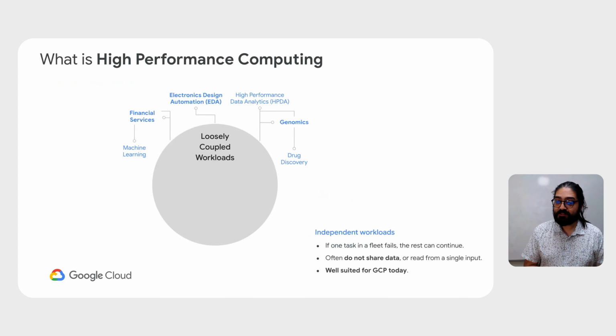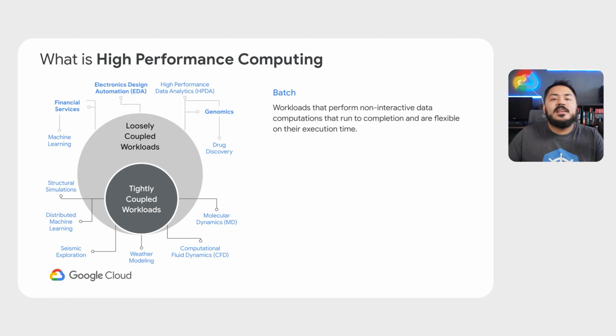The other kind of workloads in this space are loosely coupled workloads. These are largely independent, so if one task fails, the rest can continue on. They often don't share data between each other or read from a single input. Examples of these kinds of workloads include machine learning workloads, where you're training machine learning models, electronic design automation, and high performance data analytics such as genomics and drug discovery. In essence, if we were to look at the Venn diagram of all high performance computing tasks, we will see that tightly coupled workloads are a subset of loosely coupled workloads and all HPC workloads.